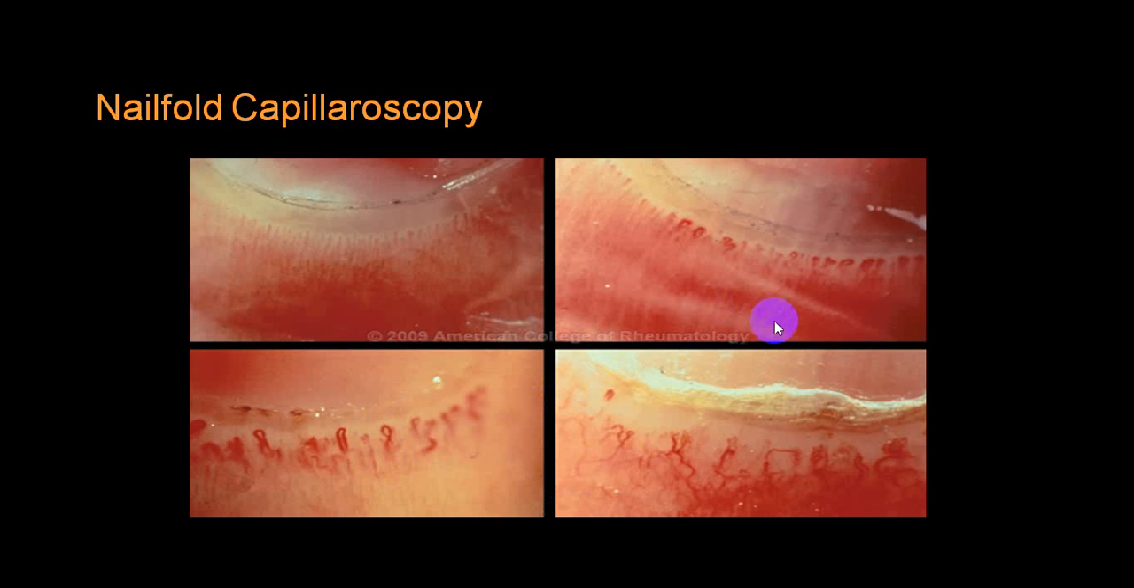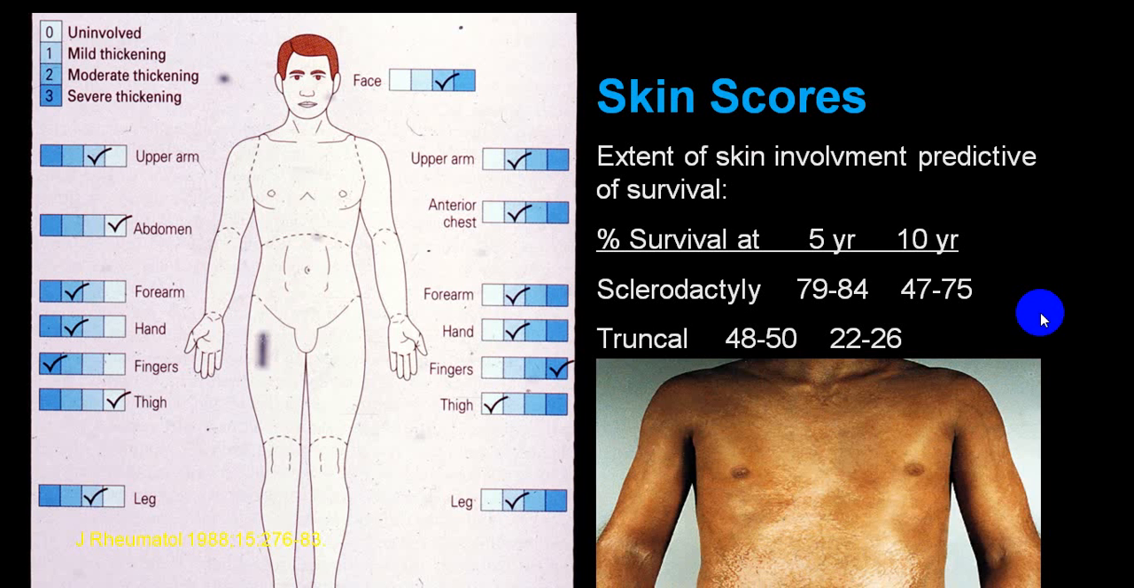While if you see dilatation without dropouts, this is dilatation, but there is no dropout, then it is more common in case of a localized variety. There is some skin score which can be utilized. You can utilize that skin score to find out the severity of involvement of the skin.